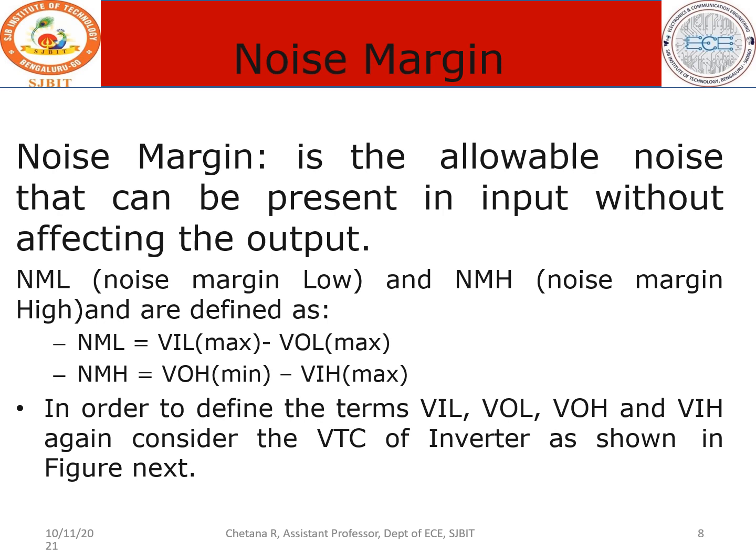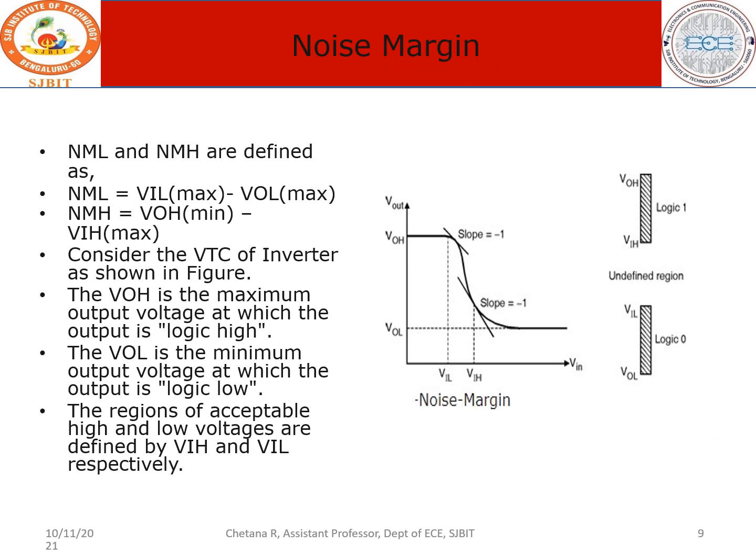So we need to understand what VIL, VOL, VOH, and VIH are. To understand this, we have to consider the voltage transfer characteristics of the inverter, which is shown in the next slide. When you look at the transfer characteristics, the x-axis is your input and the y-axis is your output. On the input you can identify VIL and VIH. Similarly, on the output you can identify VOL and VOH.